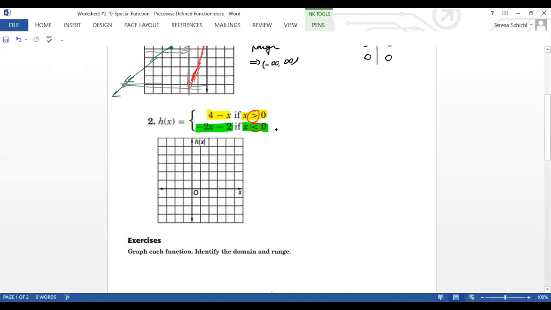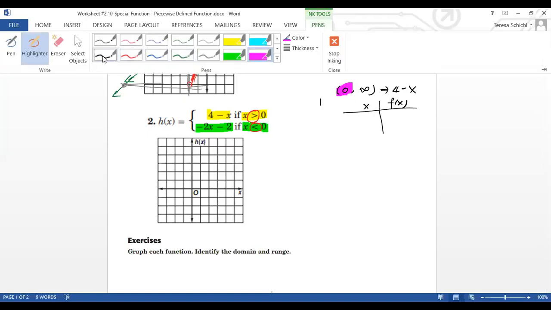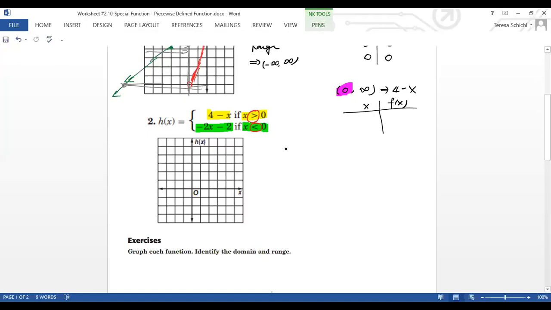Now let's see here. The first one, x greater than 0, has no equal sign, so I know my function is from 0 to infinity. My function for the first domain is 4 minus x, right? So let's choose the points. This is x, this is f of x. Remember, we always do the breaking point, right? So the first one, I always need to have a breaking point. Let's choose 0. When x equals 0, what is f of x? It's 4, right?